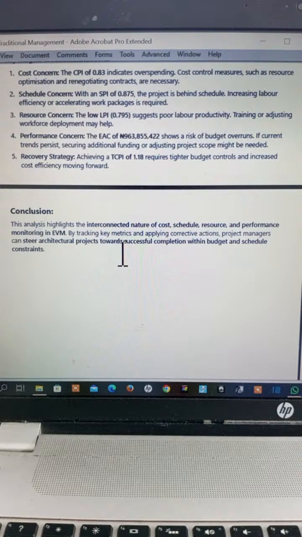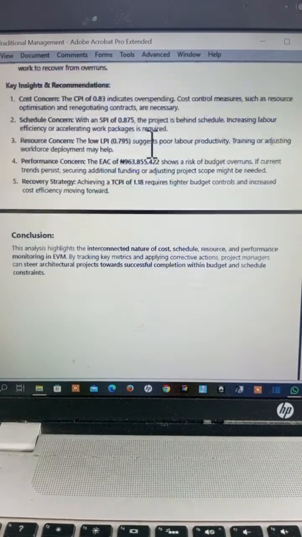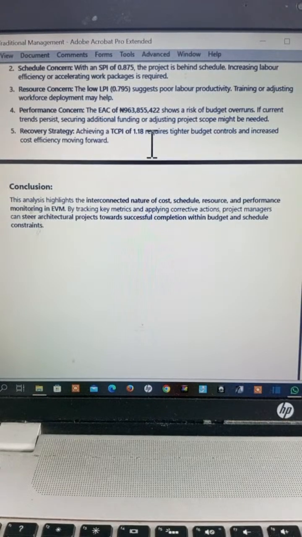But there is a way out, which is called the recovery strategy. What do you do there? You look at what you need to complete the project. You get the point? So the to complete performance index, which is the TCPI, of 1.18 means that your budget has to become tighter. It means that you have to tighten your budget. You need to look for avenues to tighten the budget and control it so that you increase efficiency in cost to be able to move forward.